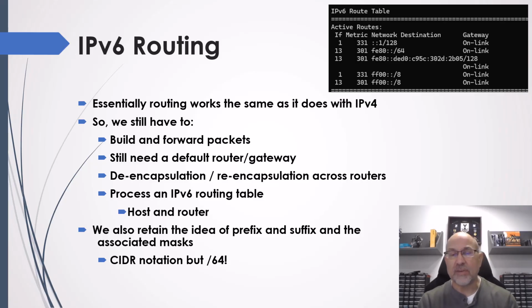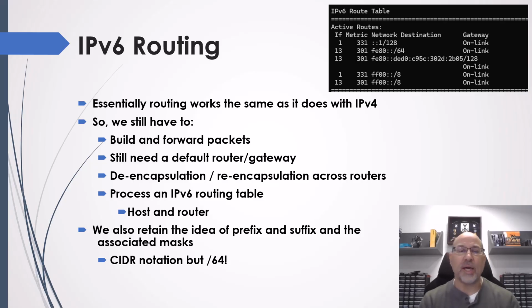We still need a default router or gateway. So when you get off of your IPv6 network to go someplace else, you need a router to do that. We still do the de-encapsulation and re-encapsulation across routers, right? So we destroy the Ethernet frame. So Ethernet's still the same thing. TCP still the same. UDP still the same. But we go across the router, we get rid of the Ethernet frame, and we build another one. Same thing that we did in IPv4.